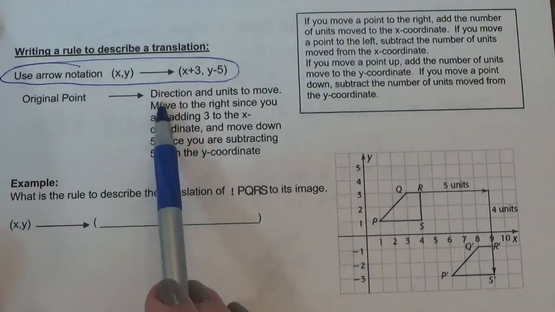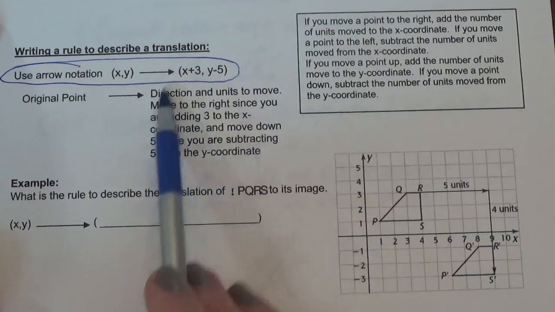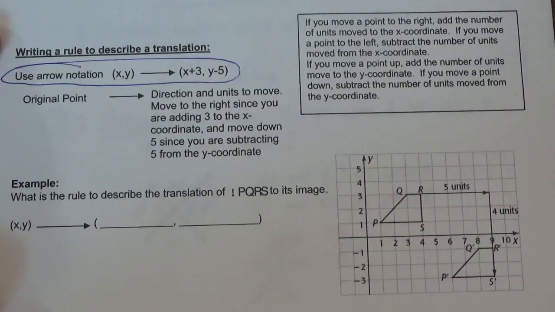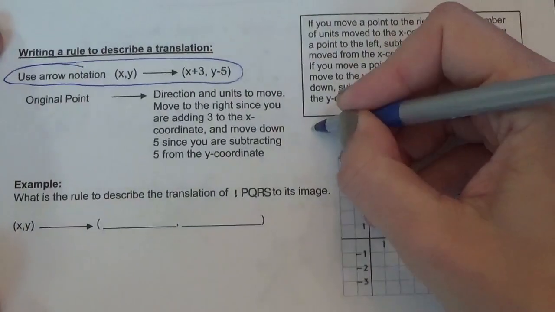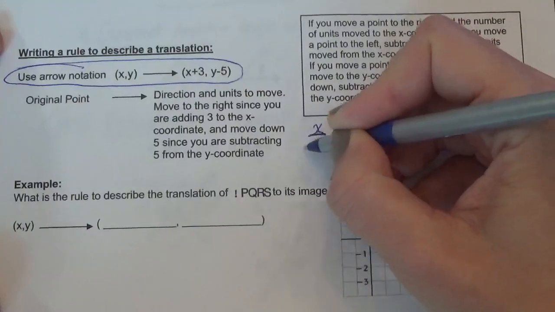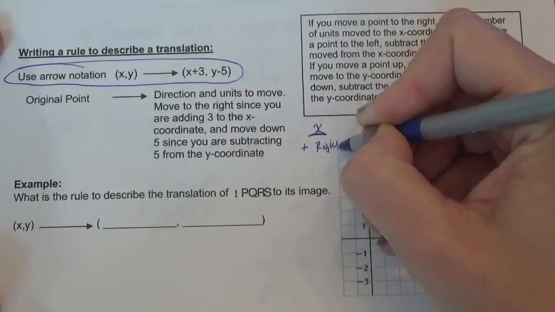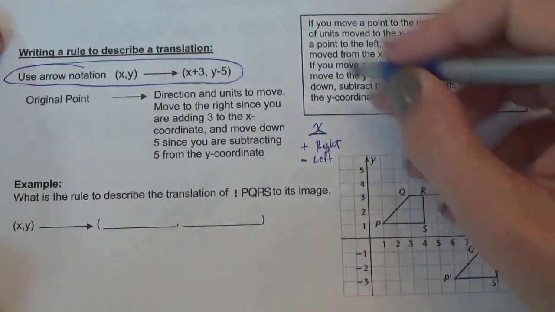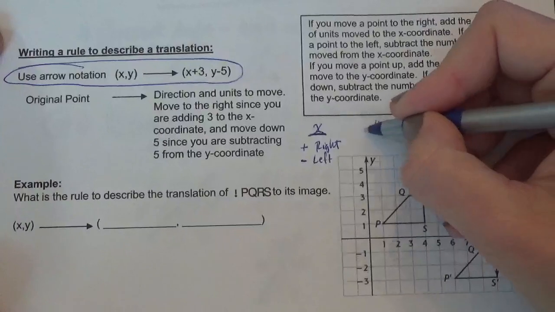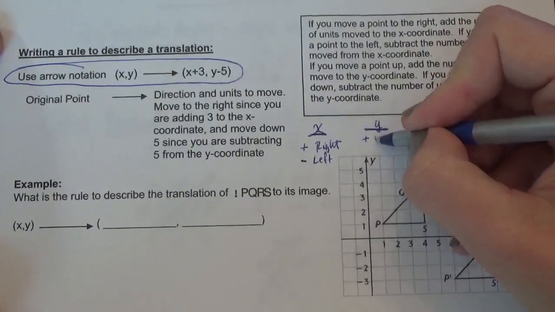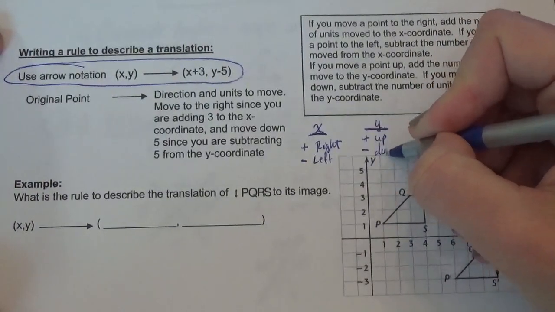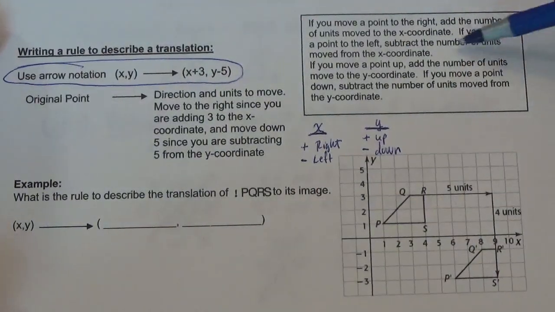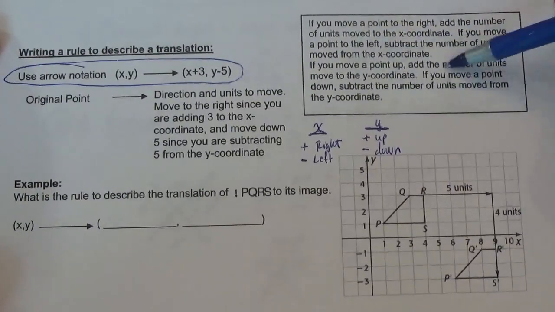So I think it says here, direction and units to move. Move to the, oh yeah, same thing. This is a little cheat. If you're taking notes on the side, for x, if there's a plus, you're gonna go right. If there's a minus, you're gonna go left, right? For the y, if it's a plus, you're gonna go up. If it's a minus, you're gonna go down. Hopefully that makes common sense. This is kind of outlining that.